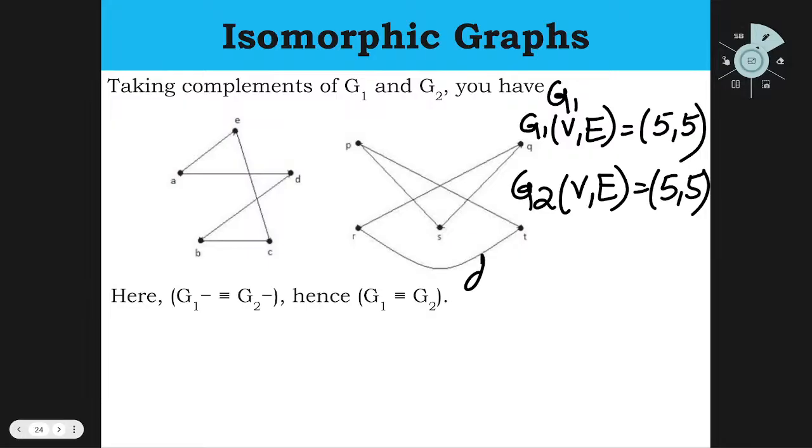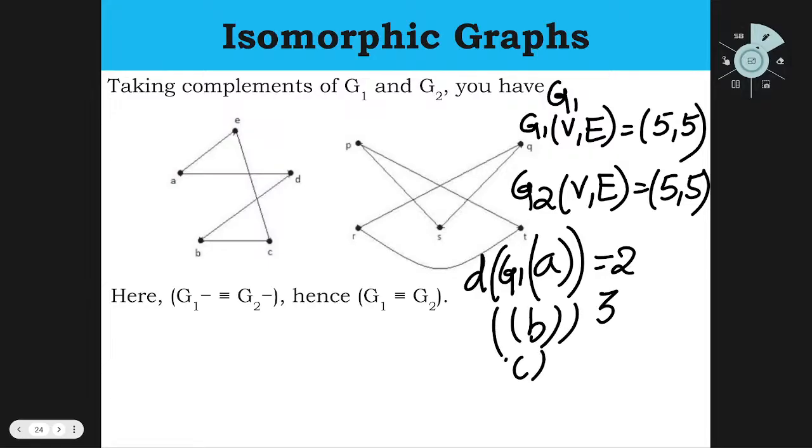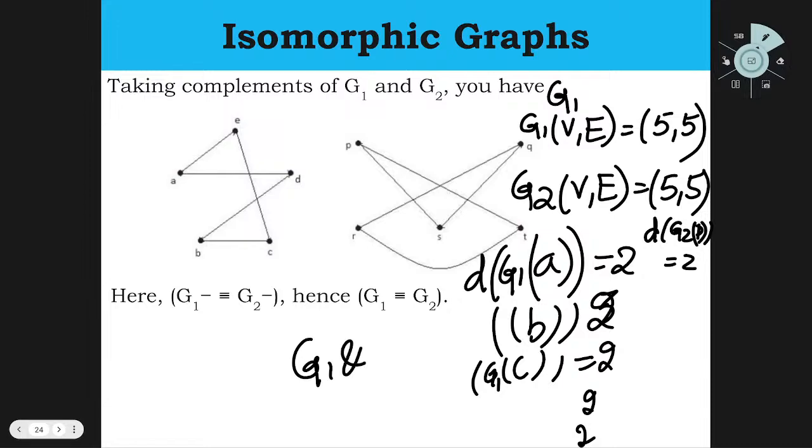Next, the degree of graph 1 of A. What is the degree of A? 2. Of B, 2. So you will write it like this. Again of C, this is 2, D is 2 and E is 2. And then next, degree of graph 2 of P equal to 2. Like that you will write. Therefore the graphs G1 and G2 are isomorphic.